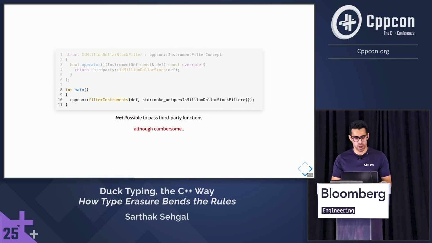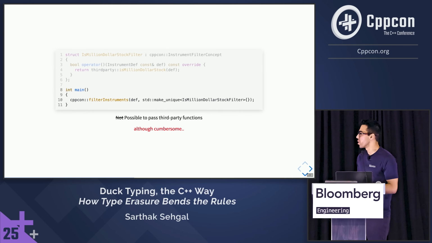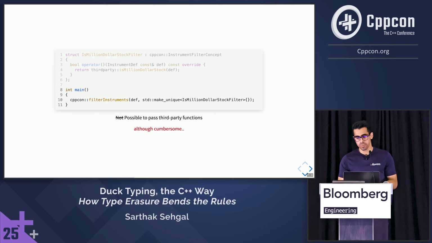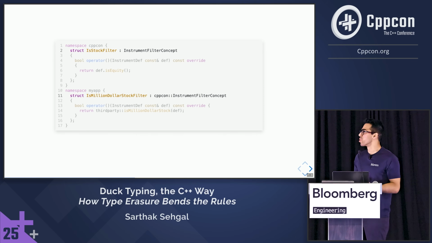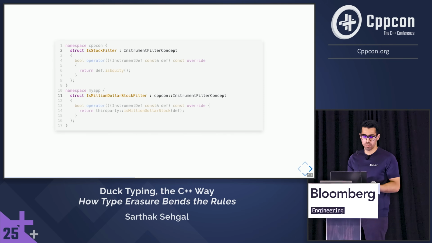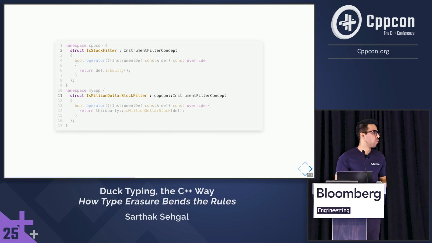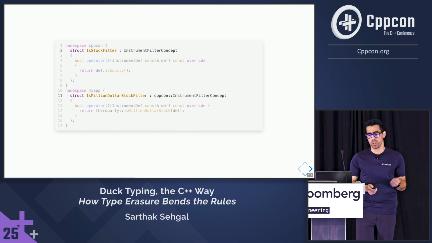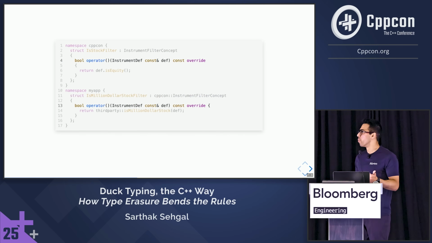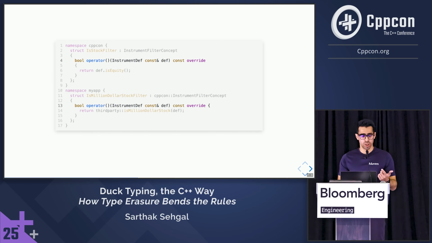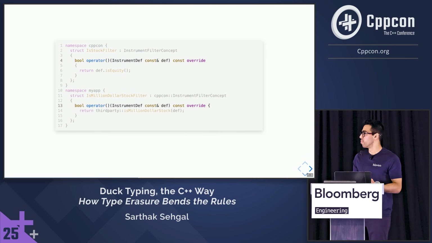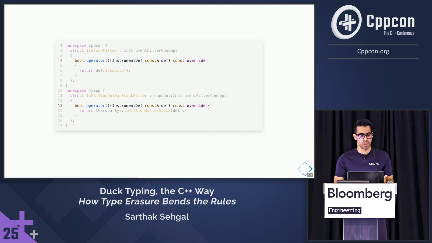Well, when I said it's not possible to pass third-party functions, I lied. It is possible to pass third-party functions, but it's just a bit cumbersome. Now, what do the isTalk filter function, which was defined in my library, and the is $1 million stock filter struct, which I had to define in order to use the third-party function, have in common? Well, one, they both inherit from the common base class. Two, as a result of the inheritance, they both have to override the virtual function defined. Only their implementation differs. Everything else remains the same.